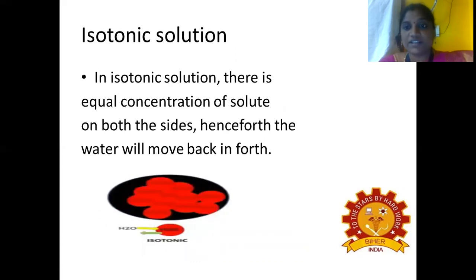And then the isotonic solution. In an isotonic solution, there is equal concentration of solute on both sides. The water will be moving back and forth. Here the arrow mark is showing on both sides, so water molecules move in and out of the cell, back and forth. So this is called the isotonic solution.